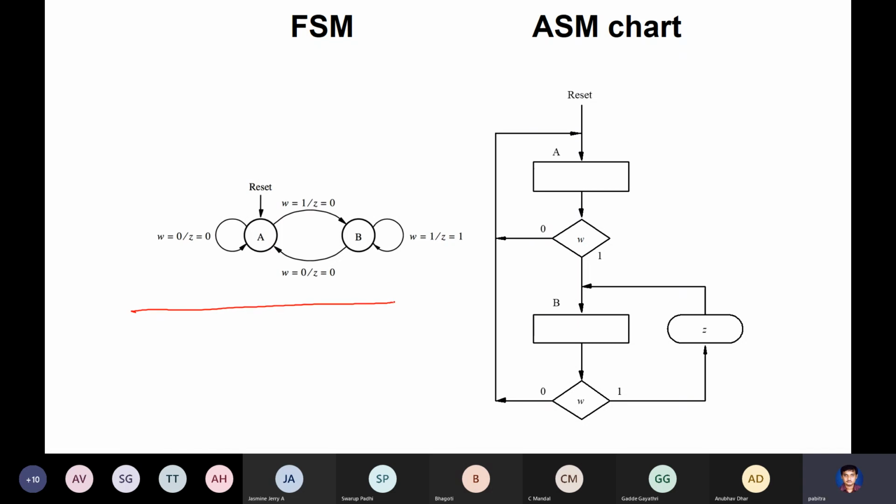So let's say this is my bus. And what are the components of my data path? So I'll have registers A and B. Anything else? Do I need something for Z?